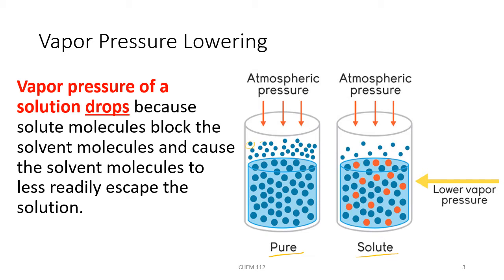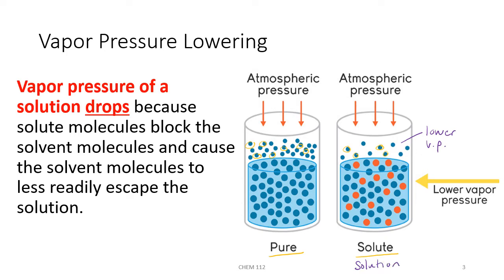If these are our particles that are representing our gaseous phase in our pure solvent, we can see that there's a lot of them above the liquid level. Now when we compare the number of particles above our solution, there's a lot less of them. Therefore, this is going to exert a lower vapor pressure in our solution.